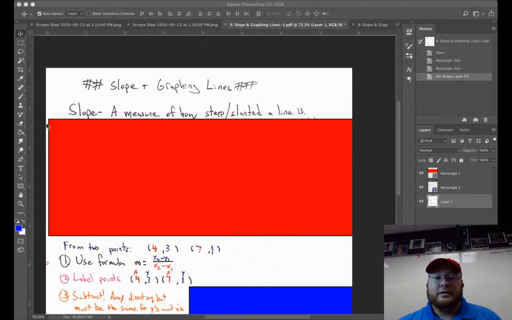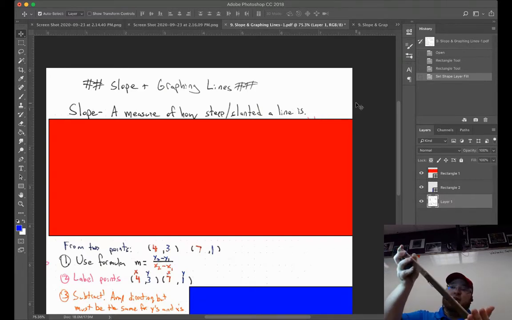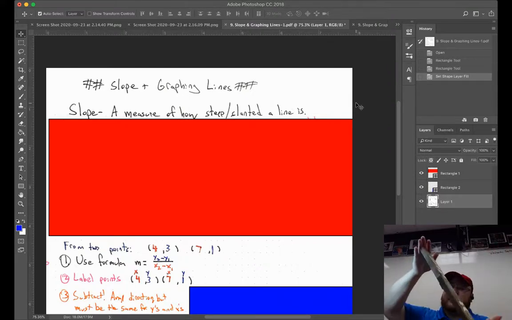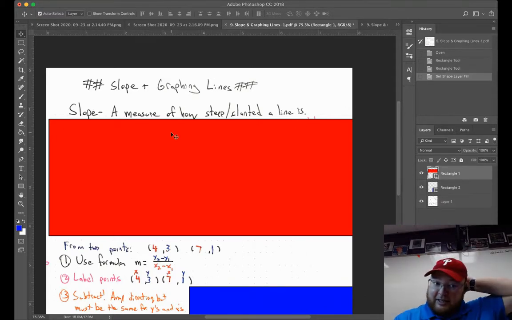Anyway, slope is a measure of how steep or slanted something is. So you have a line. Boom. This is not very slanted. In fact, it's not slanted at all. It has what's called the zero slope, which we'll talk about later. Kind of slanted, so it has not very high of a slope. More slanted, more steep, higher slope. That's all slope is measuring: how steep and in what direction, technically, a line is going. So a measure of how steep or slanted a line is.